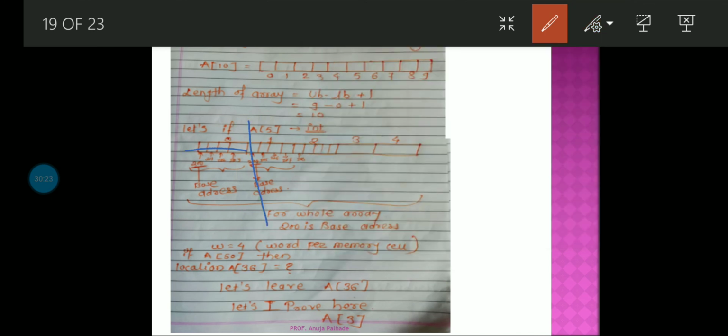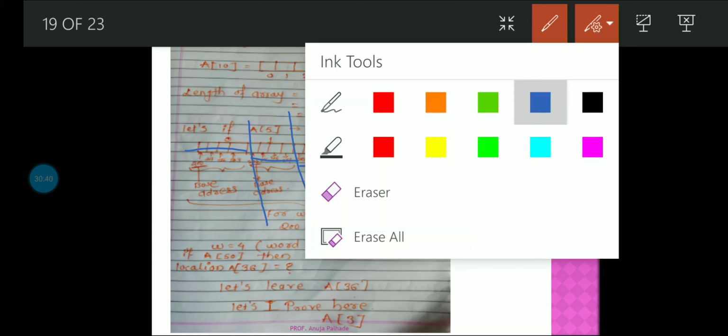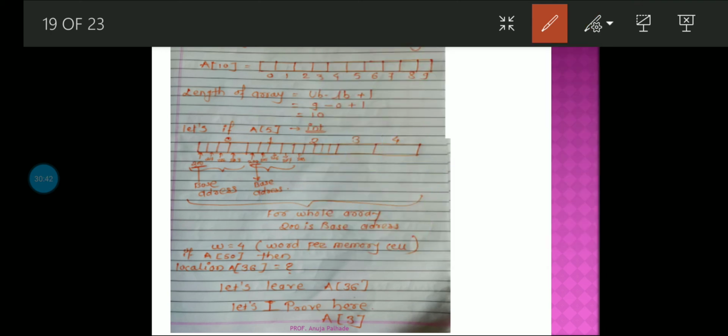204 is here. So here the 0 cell is ending, then 208 the one cell is ending, then 212 the second cell is ending, 216 the third cell is ending, and then 220, which cell is ending? The fourth cell is ending. Fine.